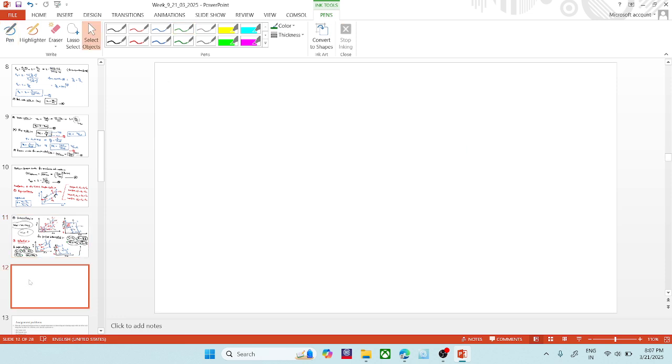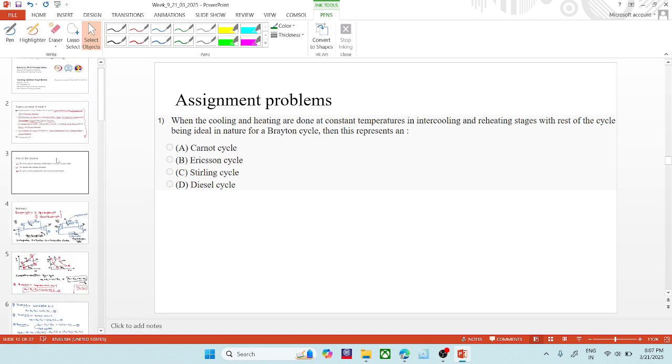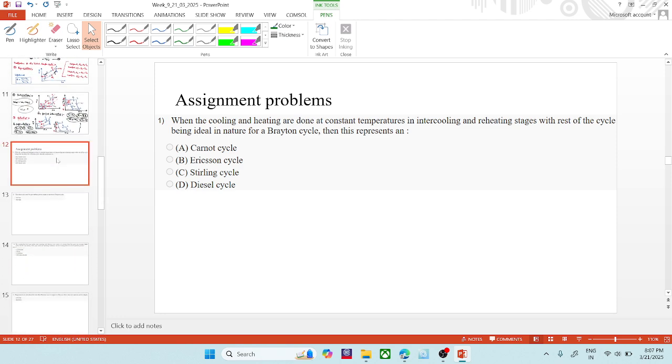So by this I will stop the theory part. The rest of the things you can read by yourself. Now I am moving to the assignment problems.